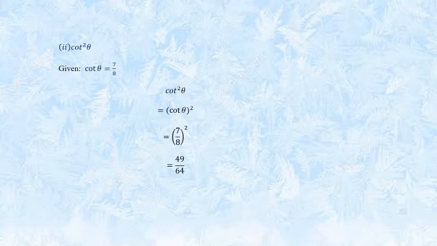Now moving on to the second part of the question, cot square theta. Given that cot theta is 7 by 8, we already know that cot square theta is same as cot theta the whole square. Cot theta value is 7 by 8 the whole square, which is 49 by 64.